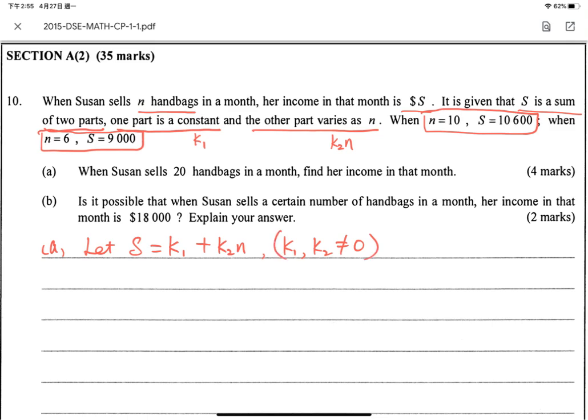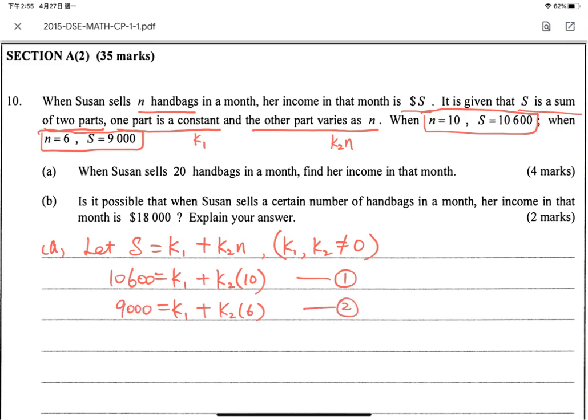So we put n equal to 10, so K1 plus K2 times 10 equal to the value of S, which is 10,600. And then this is equation 1. And equation 2, when n equal to 6, so K1 plus K2 times 6, S equal to 9,000. So this is equation 2.